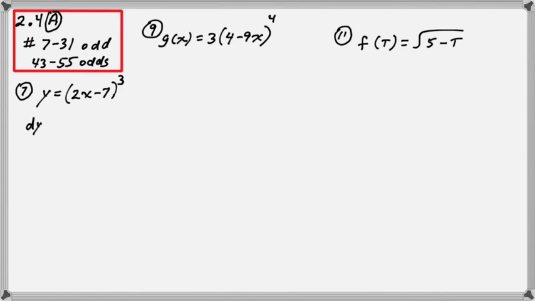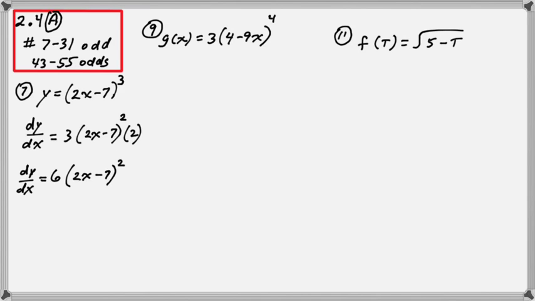So I want to find the derivative, dy/dx. You're going to do power times base to the 1 less power, but now times the derivative of the base. The derivative of the base happens to be 2. So the derivative is going to equal 6. 2 times 3 is 6, times (2x minus 7) to the second power. And that would be your answer for that one.